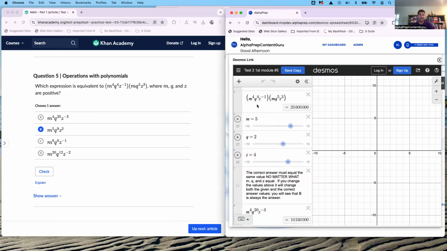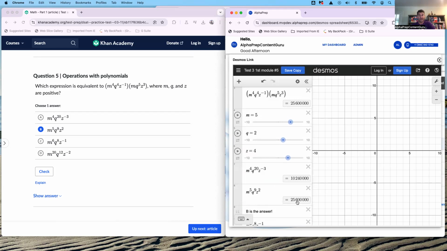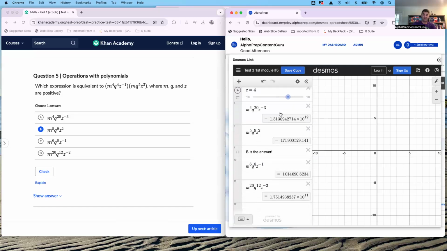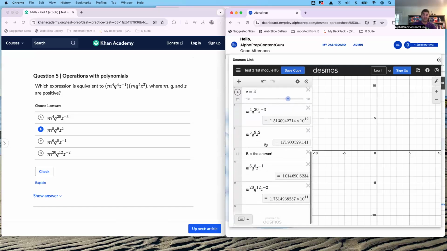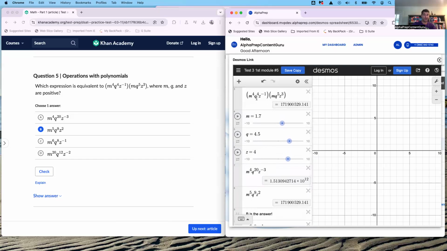Now, the idea is that if this is what the original equals, what you can do is go through all the answer choices and plug them in. And as you plug them in, you can see which one matches the top. Now you can see answer choice B here is actually the exact same value as the given. If I change the values for M and Q, it still stays the same. Answer choice B will stay the same. It's pretty cool. And you'll see that C and D don't match. B is the only one that's that exact value. And that exact value is the value that was given from the original.